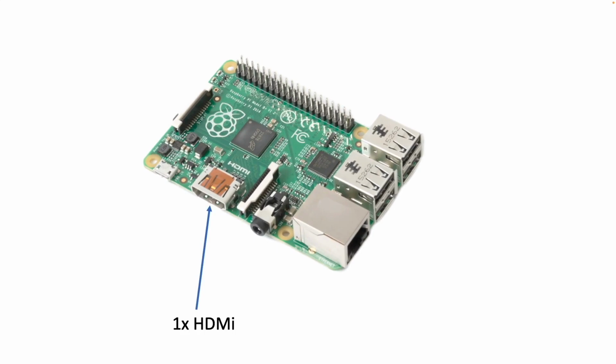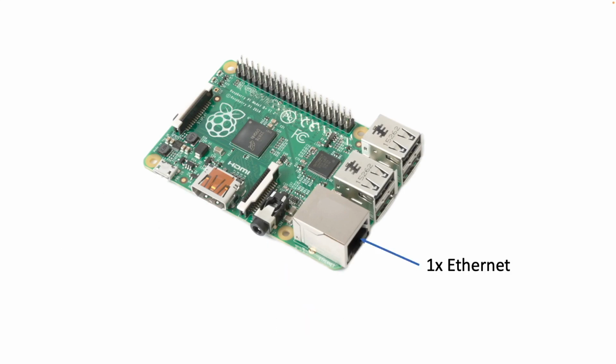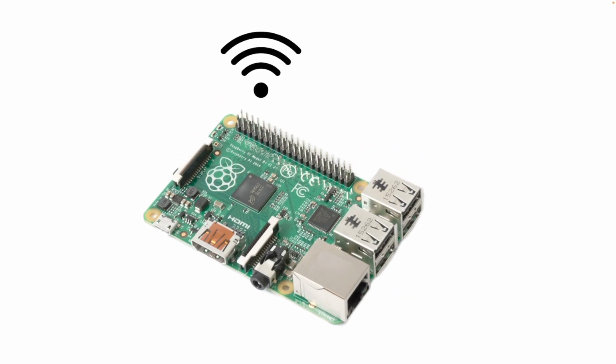Then we have the HDMI port, which you can use to connect the Raspberry to a screen to show video output. The audio jack is the sound output to connect to your earphones. You have an Ethernet connection to connect to internet with the help of an Ethernet cable and a router. Even though there is no port associated to Wi-Fi, the Raspberry Pi can also connect to the internet through the Wi-Fi, or use the Wi-Fi to create a hotspot.